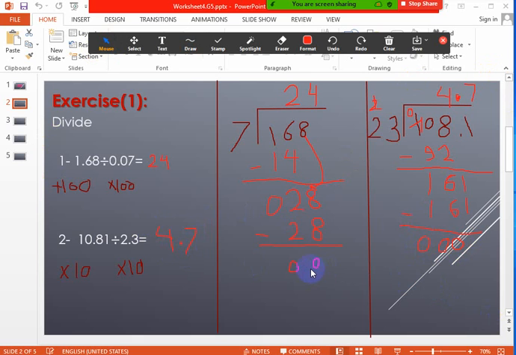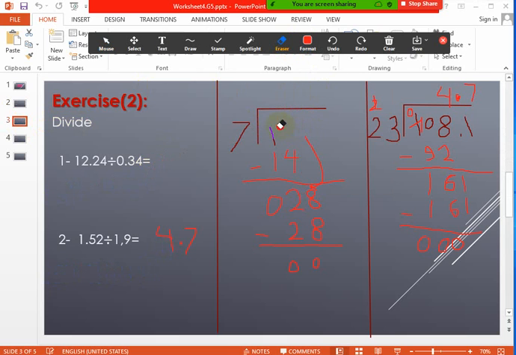So if you finish, please type 1 in the chat, girls. Okay, let's move to the next exercise. Okay, the first one, I want to divide 12.24 by 0.3.